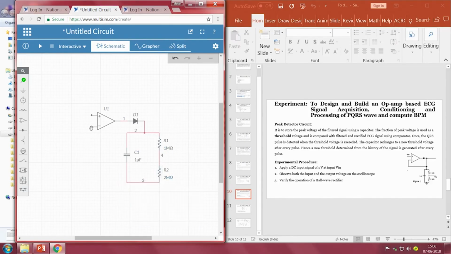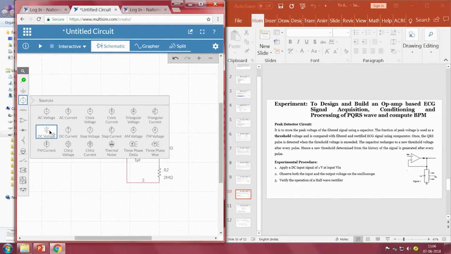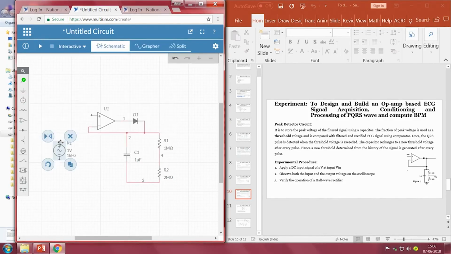Now, we have to connect this terminal to this one. So, this is the input signal. In order to test the circuit, we generally go with an AC voltage. So, let me connect the AC voltage here, and we also need a ground. I am taking a ground, connecting it from here to here, and even this part should be ground.